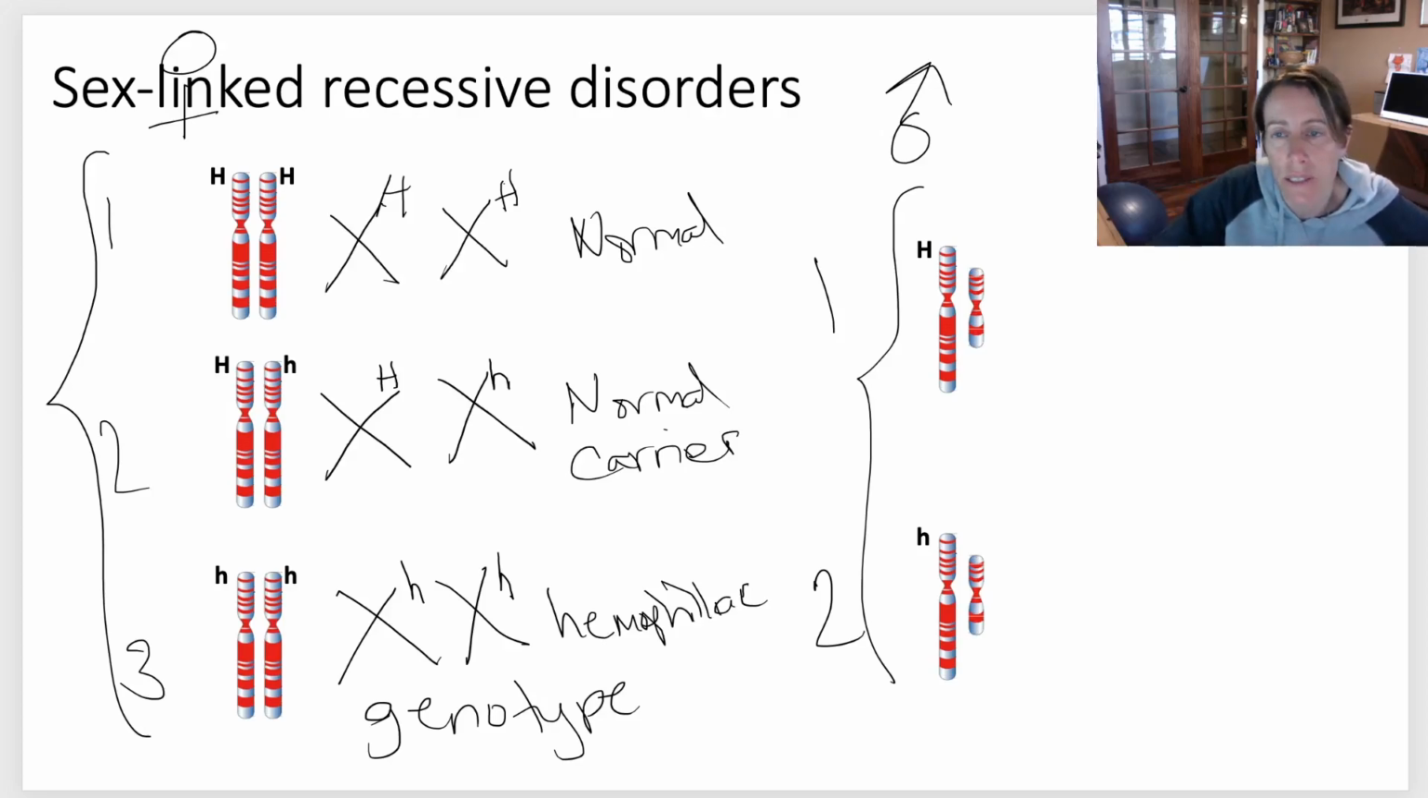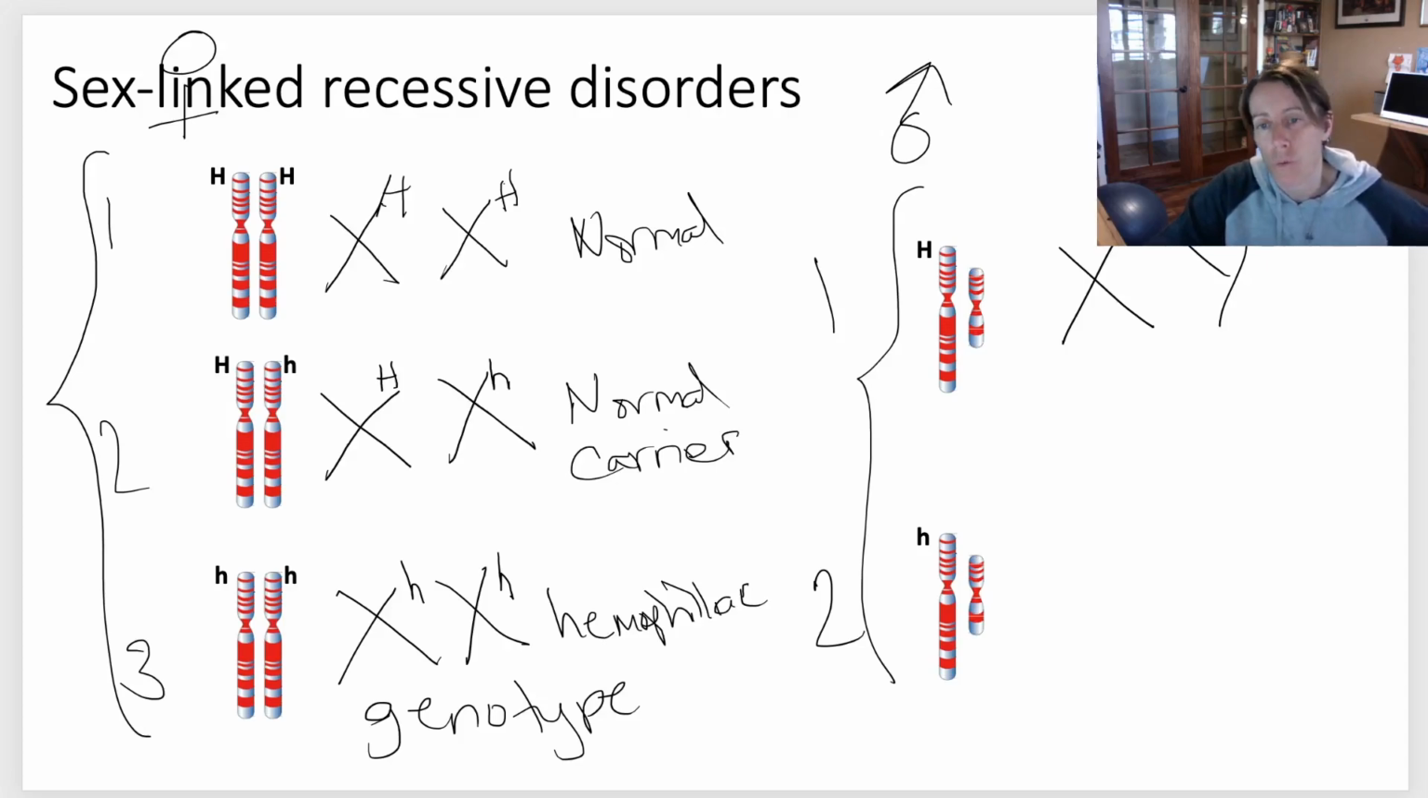So then let's look at the males here. Male number 1, he's got an X and he's got a Y. Now the X here, he's got a normal allele, uppercase H, so he can make the clotting protein.